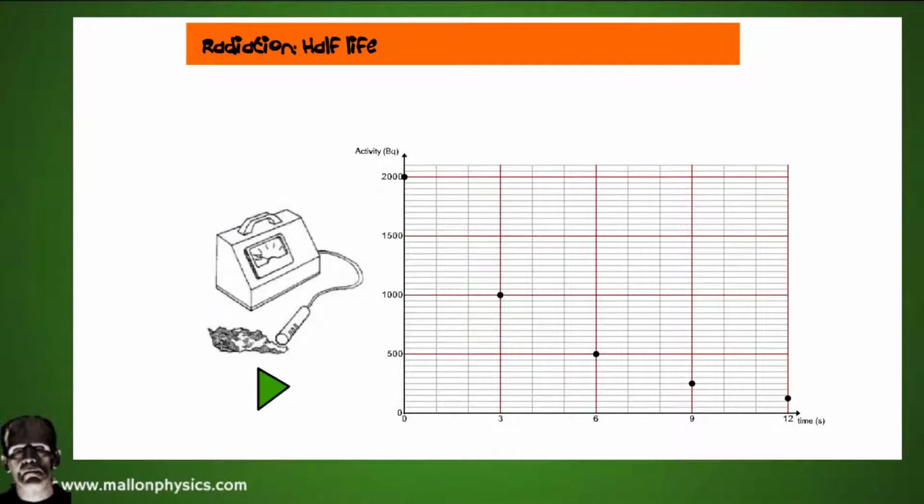Finding the half-life from a graph. Here we have a Geiger counter which is going to measure the activity in becquerels from a radioactive source over a time of 12 seconds. So we'll turn on the simulation, see what we get.